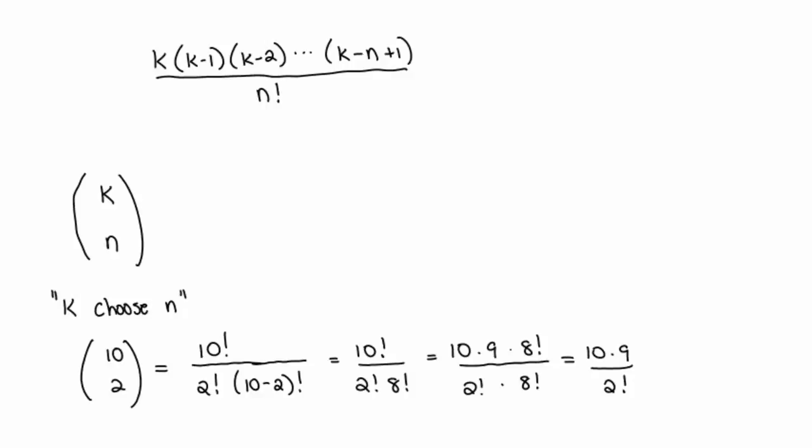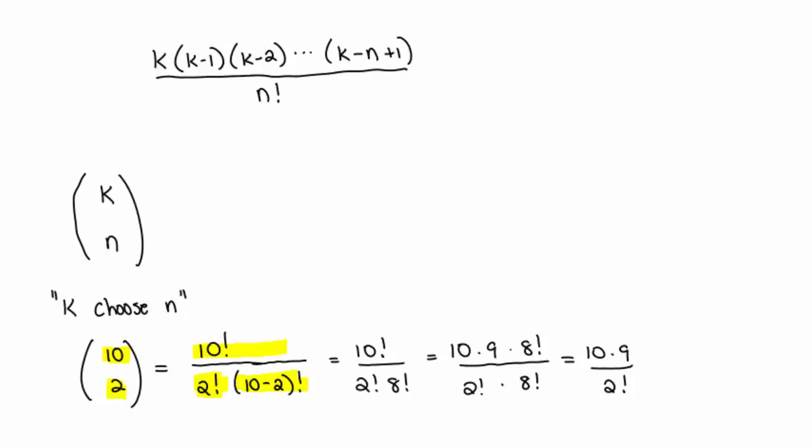So there are two ways you can visualize this choose notation. Either it's 10 factorial over 2 factorial times 8 factorial, or you can say, you know what I'm going to do?